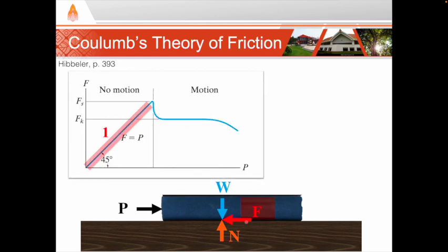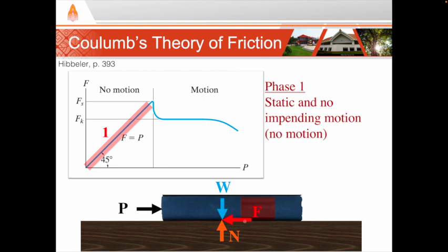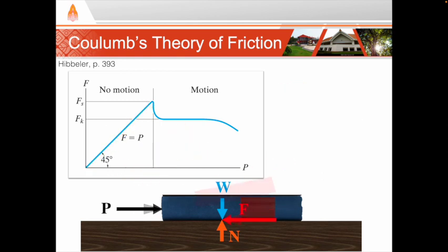This is the first phase of Coulomb's friction, in which the book does not move. We call this phase static and no impending motion, or simply no motion. In this situation, the force F is equal to the pushing force P. In this phase, we can increase the force P, and the friction force equals it without any motion. At some point, however, as we increase the pushing force, we will reach the maximum force that friction can handle.